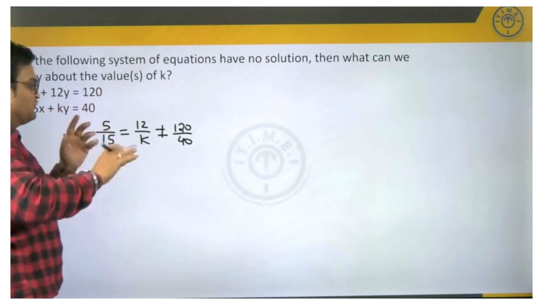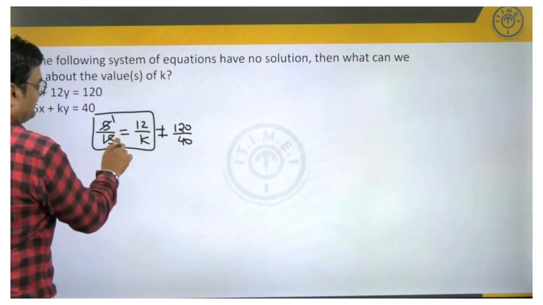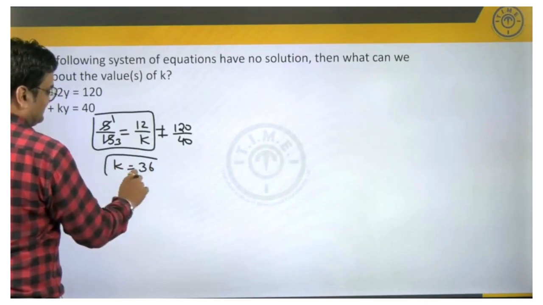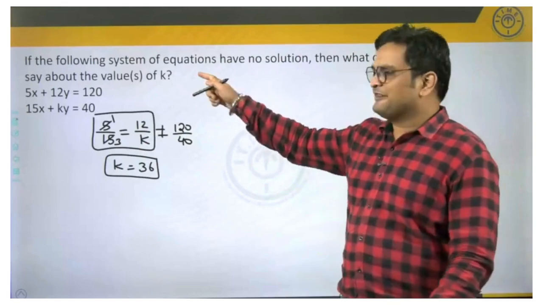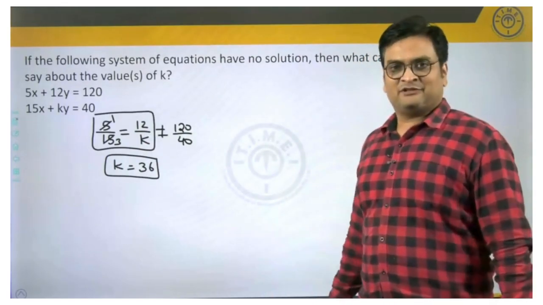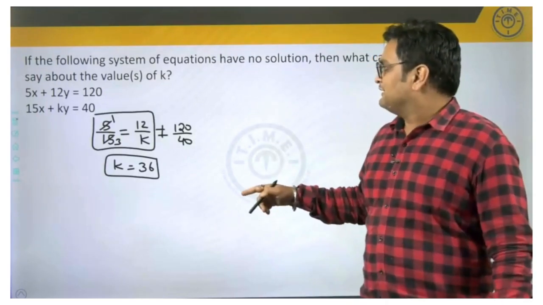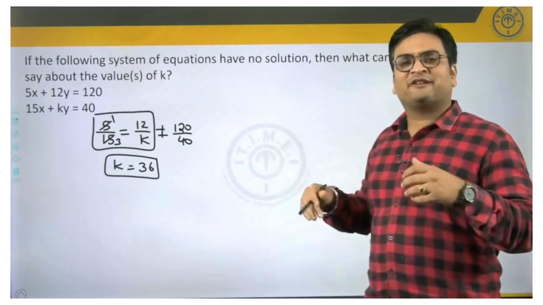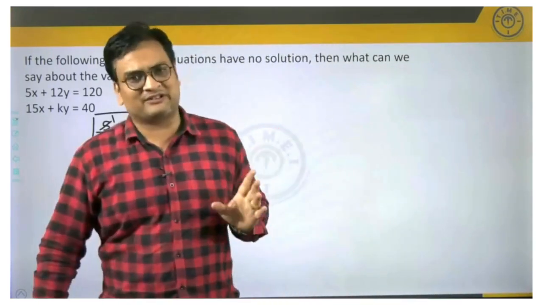Now, for them to have zero solutions, this equality should happen. And when you equalize them, 1 by 3, so k will become 12 into 3, which is 36. So if you put k as 36, the system of equations will have zero solutions. But if you don't put k as 36, then the given system of equations will have a unique solution. So for k equal to 36, there is no solution. For any other value besides 36, there will be one single solution.